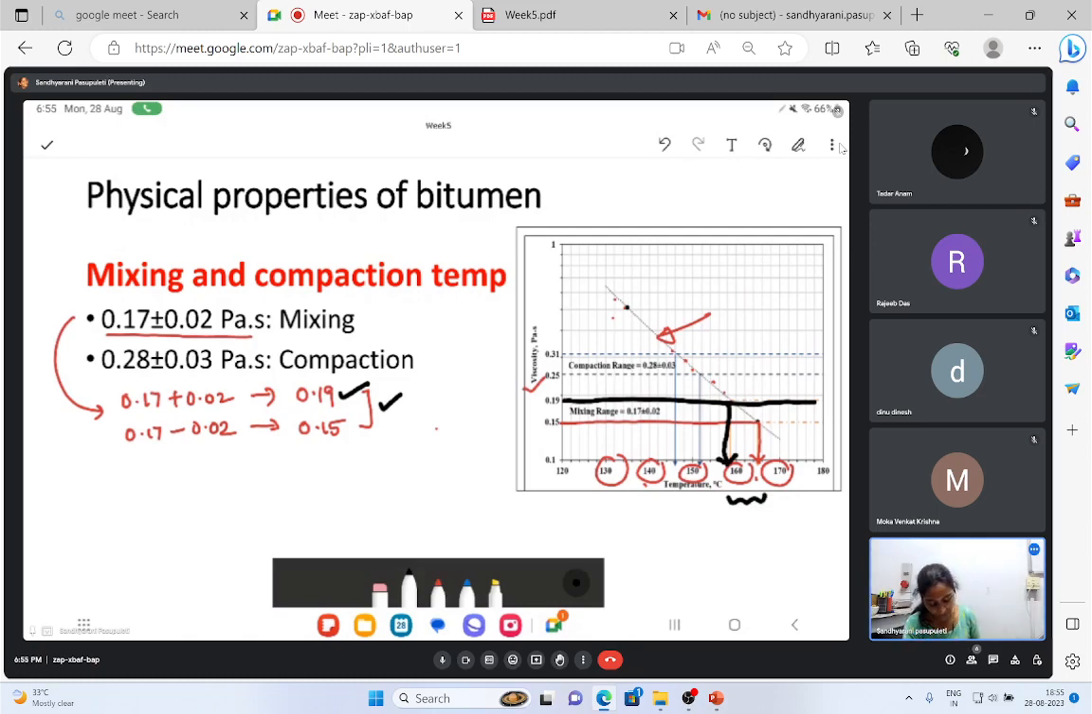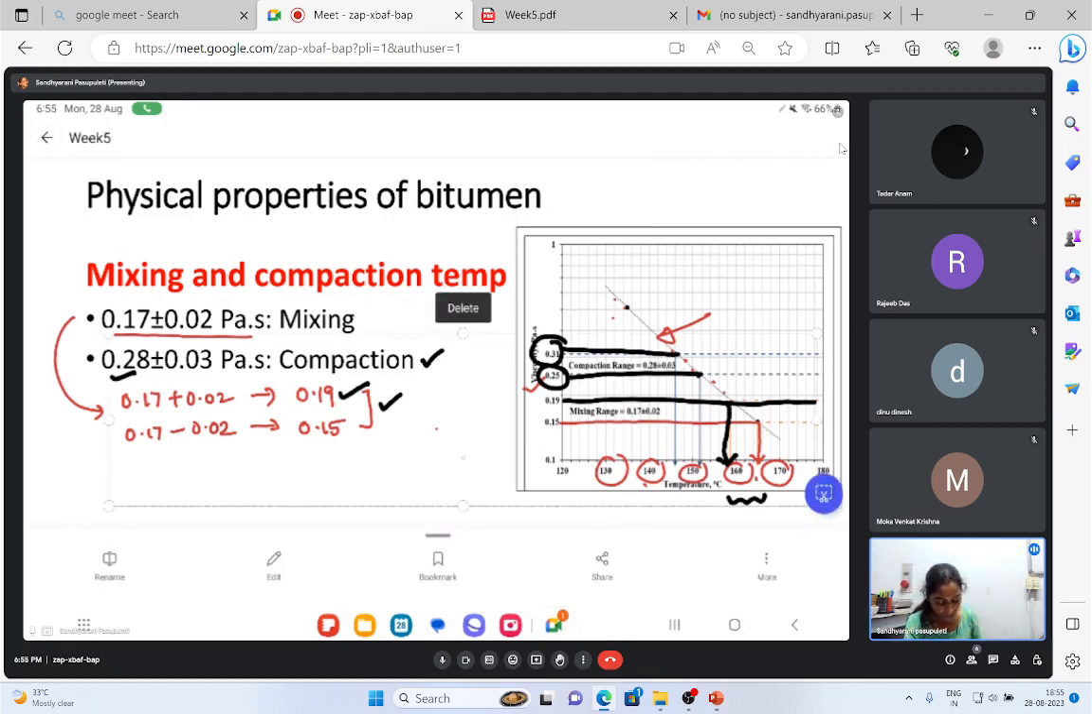would be proper. And in the same way for compaction also, the ranges given are 0.28 plus or minus 0.03, which is nothing but 0.25 and 0.31. So for these corresponding viscosities, what are the temperatures? We will calculate those temperatures, and those temperatures are used as the compaction temperature. In order to calculate these mixing and compaction temperatures, usually we use a rotational viscometer.